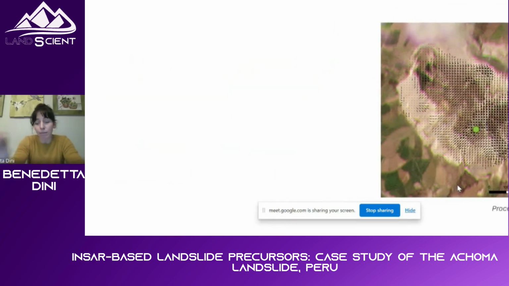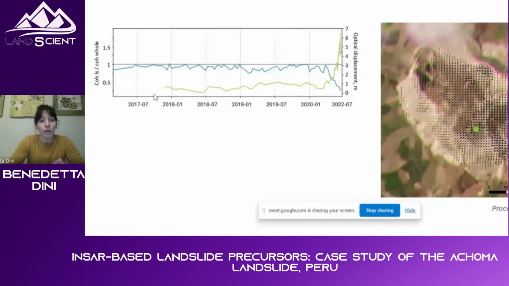And this map shows the cumulative displacements obtained with optical image correlation, which was processed by my colleague at ISTER. We selected a point here, right in the middle of the landslide more or less, where the displacements were really large. We compared the displacement obtained with the optical image correlation, which you can see here in green, with my ratio. And we can see that there is a very good correspondence in time when these two signals begin to appear and begin to be clear.